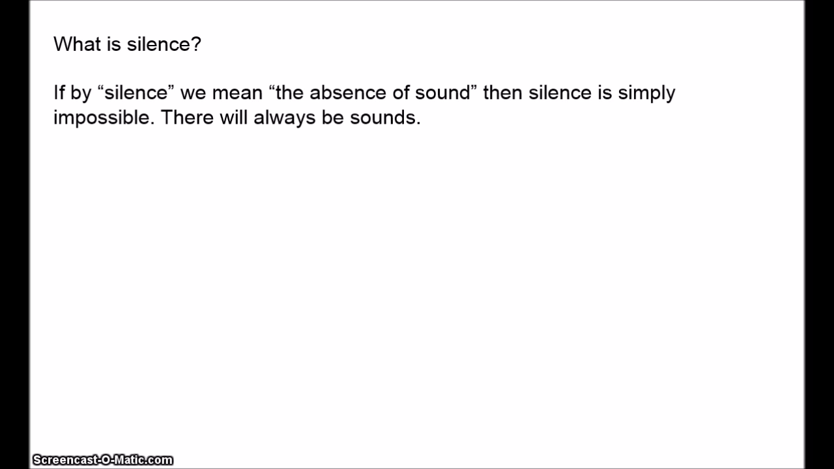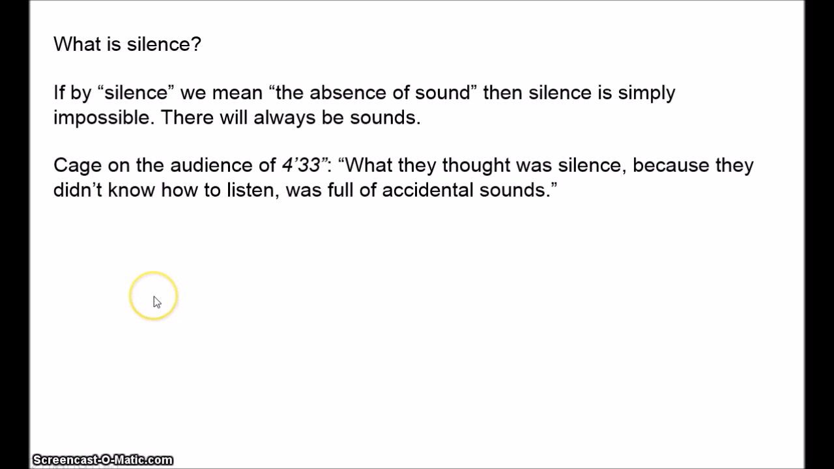Now here's what Cage said about the original audience's reaction to 4'33". The original audience assumed that 4'33" was a silent piece. Cage said, "They missed the point. There's no such thing as silence. What they thought was silence, because they didn't know how to listen, was full of accidental sounds. You could hear the wind stirring outside during the first movement. During the second, raindrops began pattering the roof. And during the third, the people themselves made all kinds of interesting sounds as they talked or walked out."